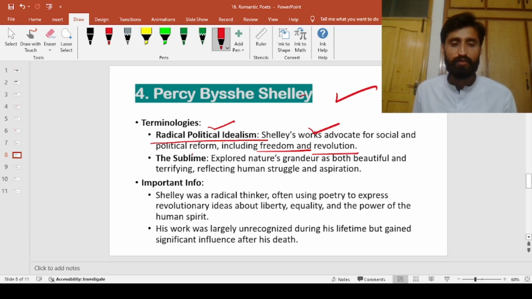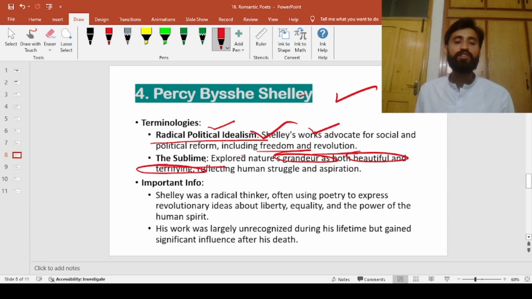And the next thing we need to know is the sublime. Now what do you mean by sublime? Explored nature's grandeur as both beautiful and terrifying, reflecting human struggle and aspiration. So उन्होंने नेचर को एक्सप्लेन किया है उसके ग्रैंडियर और साथ ही साथ उसकी ब्यूटिफिकेशन और जो टेरिफाइंग एलिमेंट्स है उस पर उसने नज़रसानी की है. So beautification of nature along with the terrifying elements in nature, his poetry was all about it.